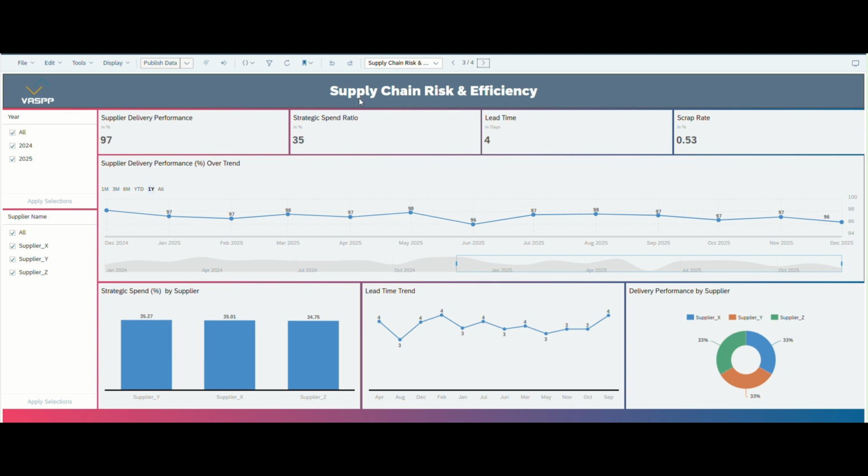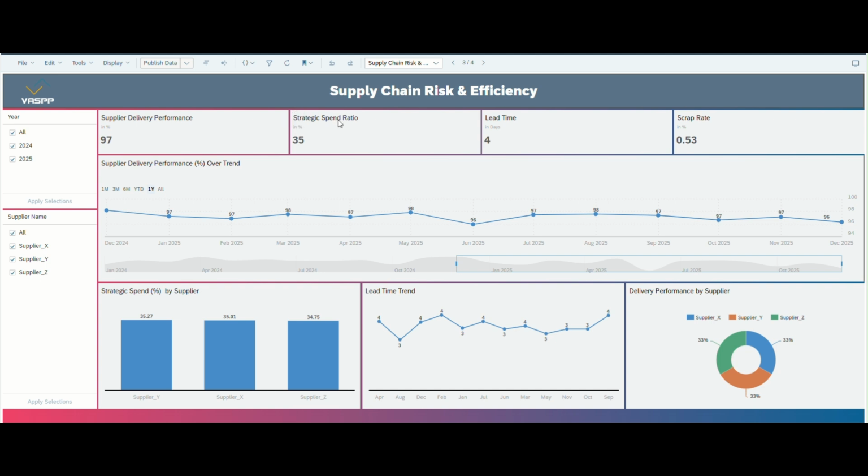We begin with a strong number. Supplier delivery performance stands at 97%, reflecting high supplier discipline and well-aligned logistics cycles. A performance this consistent demonstrates that delivery SLAs are being met reliably, ensuring stability across the supply chain.